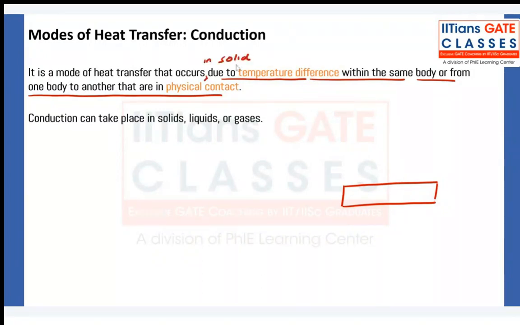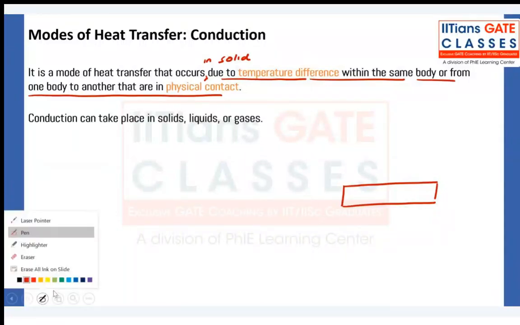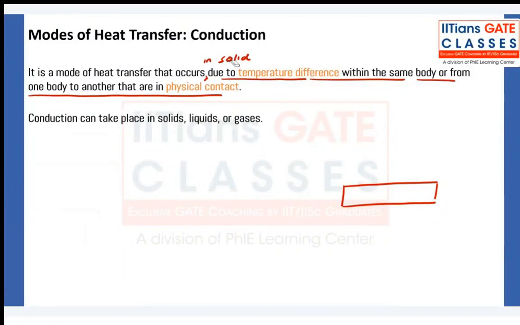Have you heard this, that conduction happens in solids? It is not necessary that conduction happens in solids. It can happen in solids, liquids, and gases.